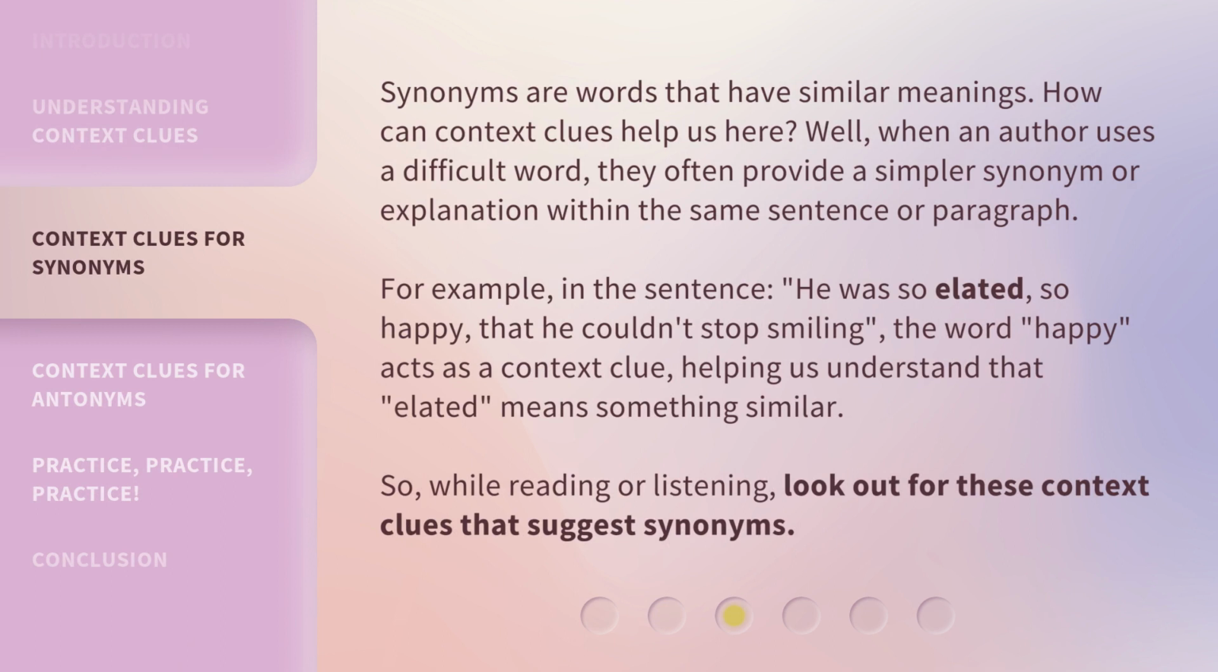Synonyms are words that have similar meanings. How can context clues help us here? Well, when an author uses a difficult word, they often provide a simpler synonym or explanation within the same sentence or paragraph. For example, in the sentence, "He was so elated, so happy, that he couldn't stop smiling," the word happy acts as a context clue, helping us understand that elated means something similar. So, while reading or listening, look out for these context clues that suggest synonyms.